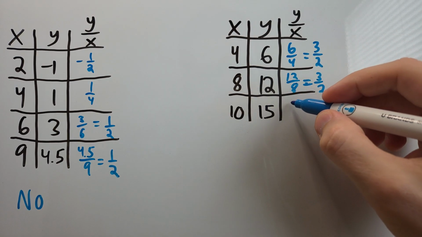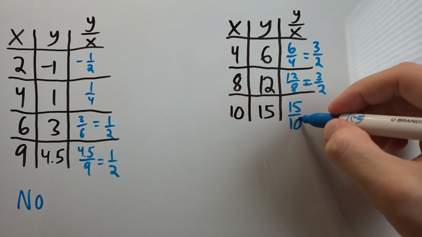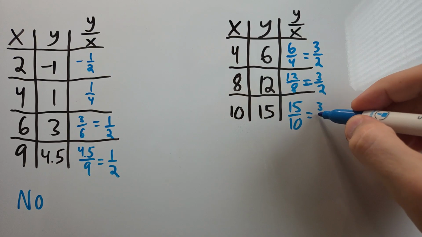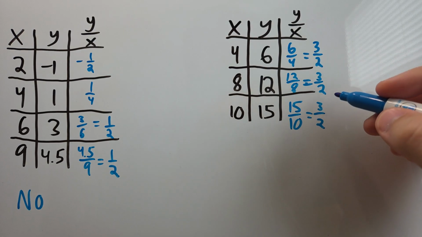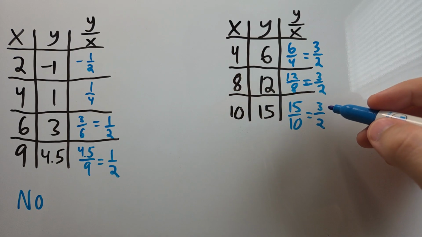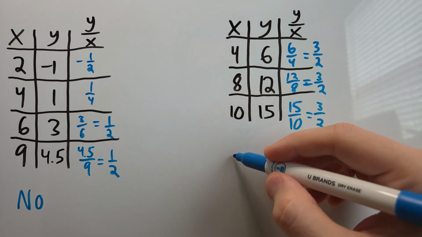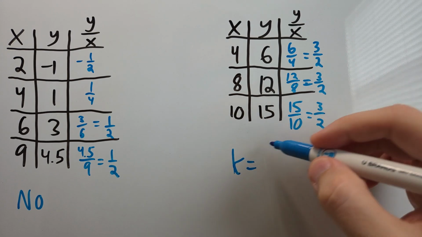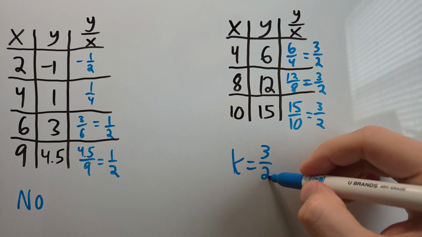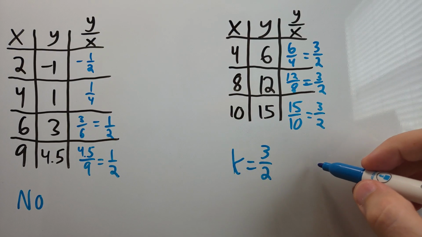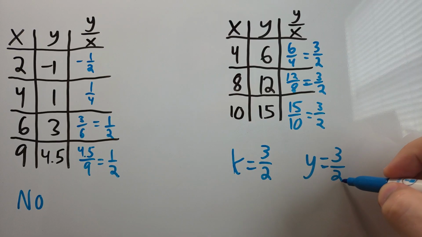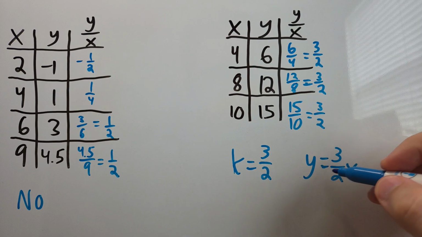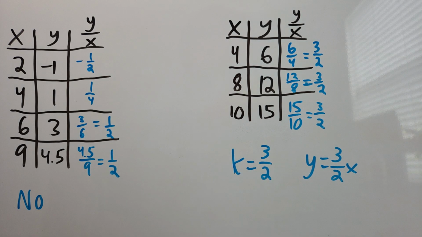And then 15 over 10. That also gives you 3 over 2. So yes, this is a direct variation. And the constant of variation is equal to 3 over 2. So therefore, the equation is y equals 3 over 2 times x, or 3/2 x. You can write it either way.